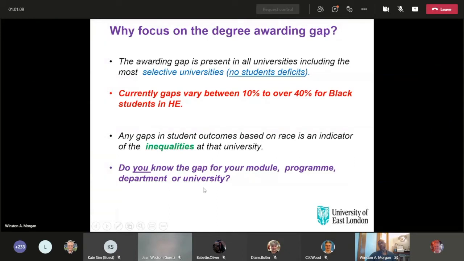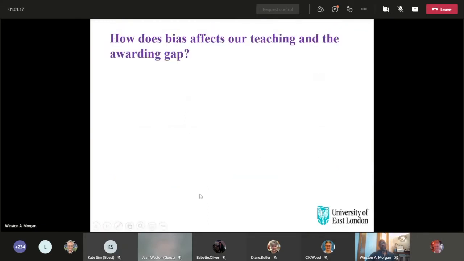If you don't know that, that's one of the first things you should do after today: go and find out what those gaps are. It's really, really important. Okay, so how does bias affect our teaching and the awarding gap? How does that actually feed in? What am I talking about?